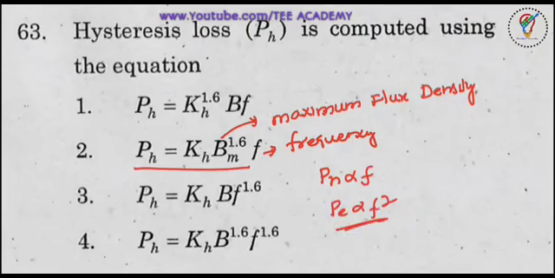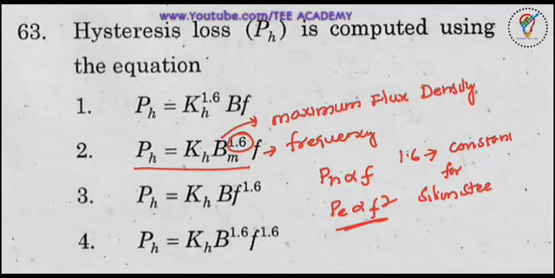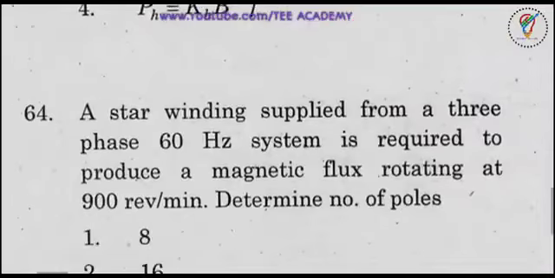Now what does this 1.6 represent here? So 1.6 is a constant for silicon steel. Okay, silicon steel. Now we'll move to the next question here.